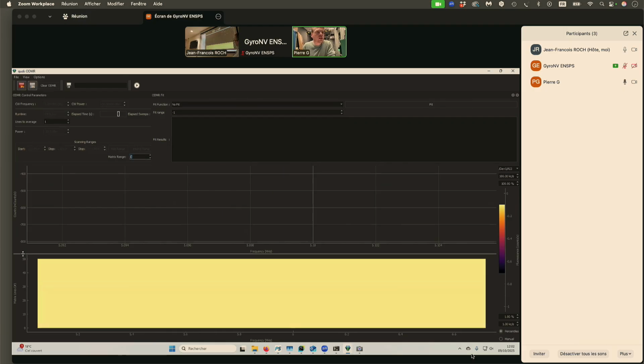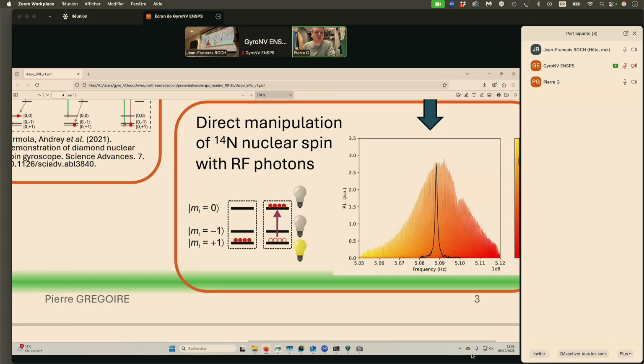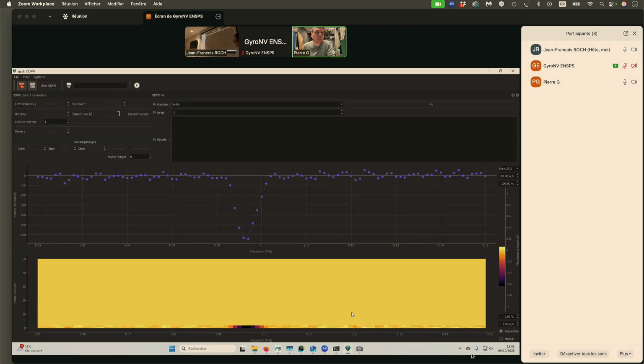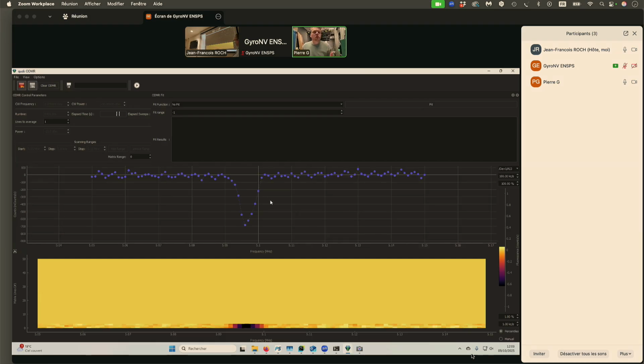This will show you what this represents. So this we've seen, okay? One resonance for a given magnetic field amplitude. For a given magnetic field.